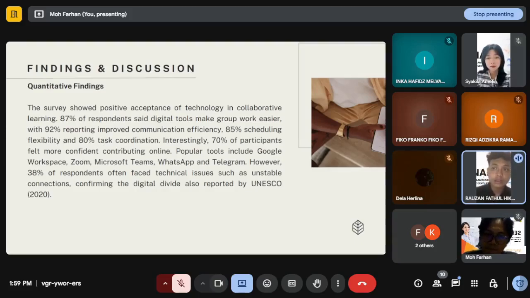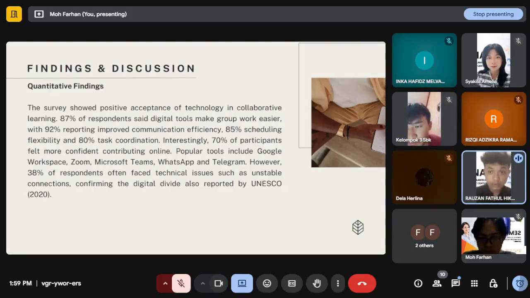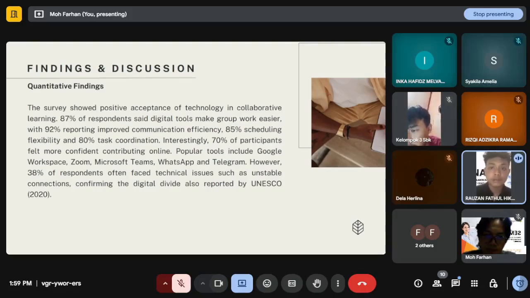Popular tools include Google Workspace, Zoom, Microsoft Teams, WhatsApp, and Telegram. However, 38% of respondents often face technical issues such as unstable connection, confirming the digital divide, also reported by UNESCO. Next slide.